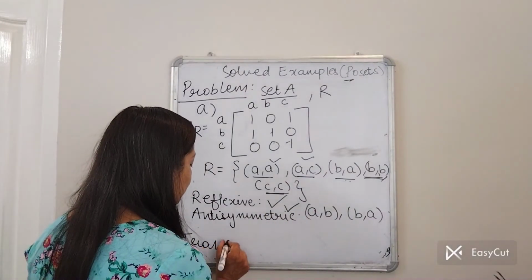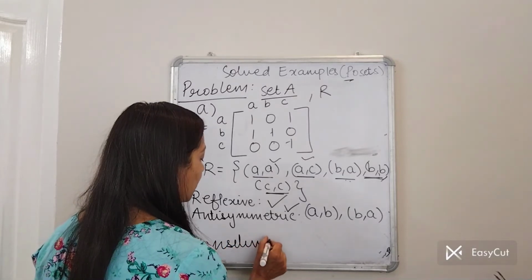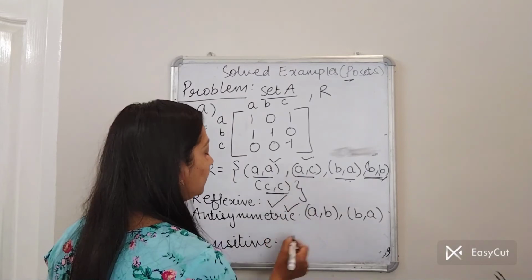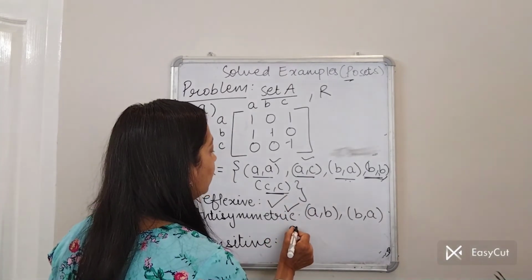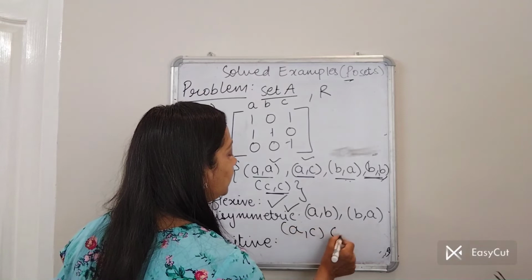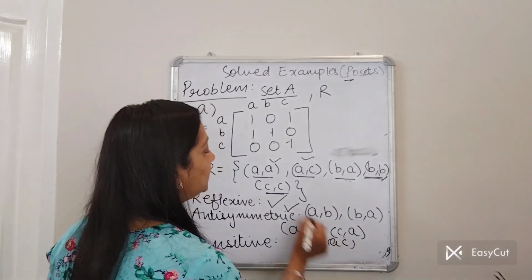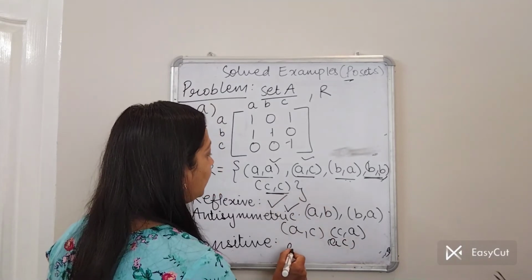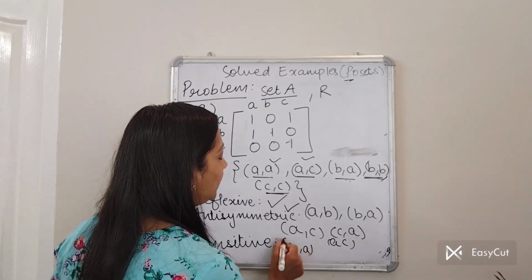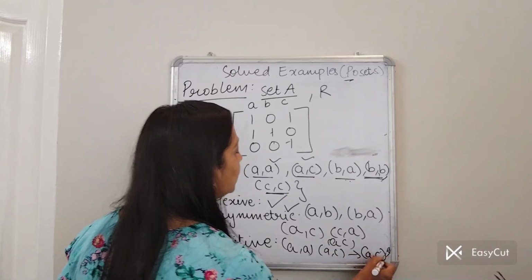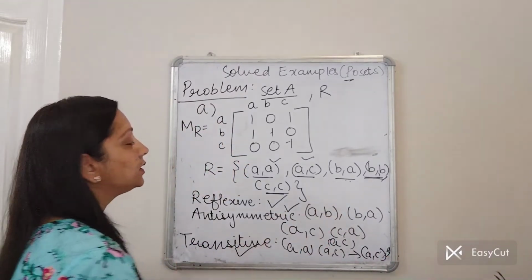Now let's see if it is transitive or not. Now to be transitive, I will see AC and CC. These are the two ordered pairs having a common element. So AC must exist. Yes, AC is existing. Then again I will take AA and AC. So that way an AC must exist again. Yes, it is existing. So that means it is transitive also.